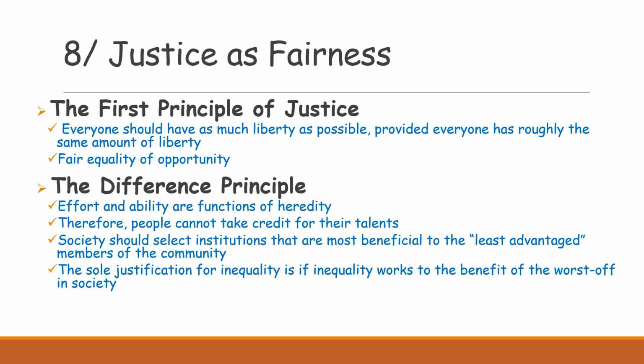Effort and ability are oftentimes functions of heredity. Therefore, people can't necessarily take credit for their talents. Society, as a consequence, should select institutions that are most beneficial to the least advantaged members of society. The sole justification for inequality is if that inequality works to the benefit of the worst off in society. And this is the framework that drives a lot of late 20th century liberalism.